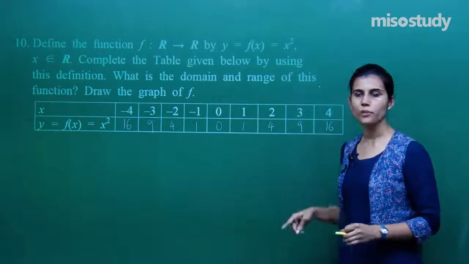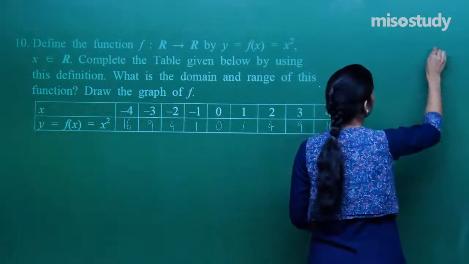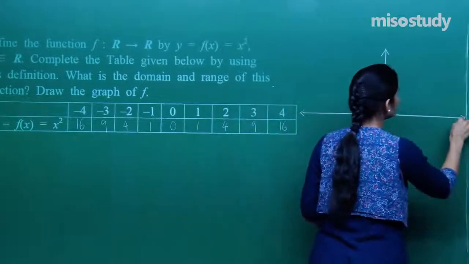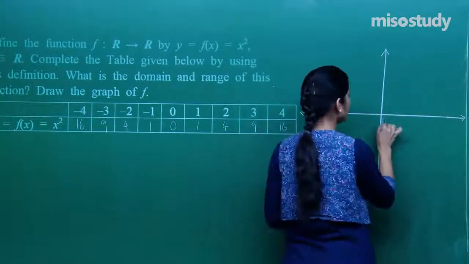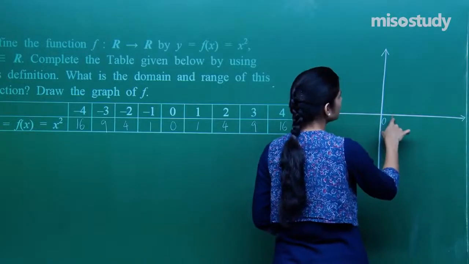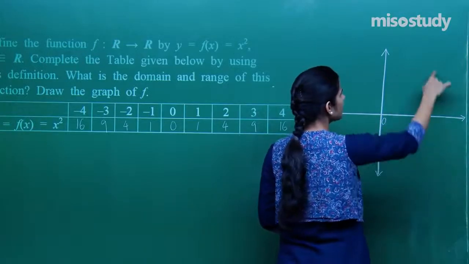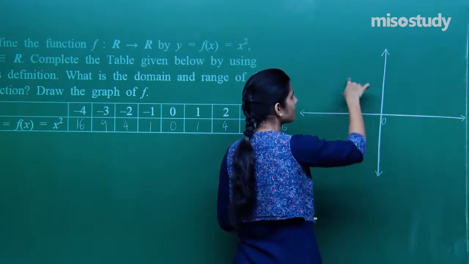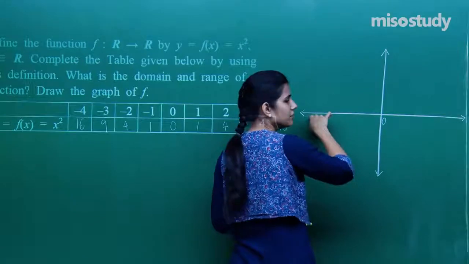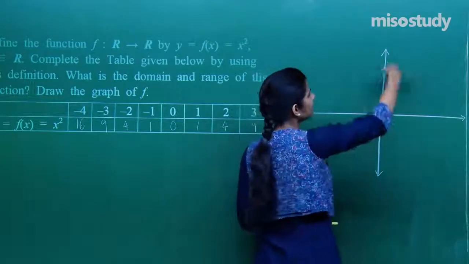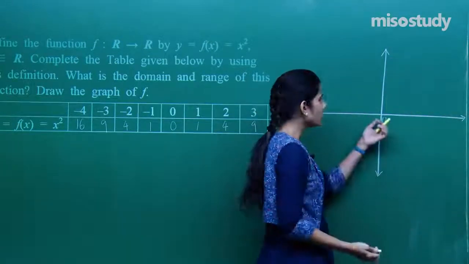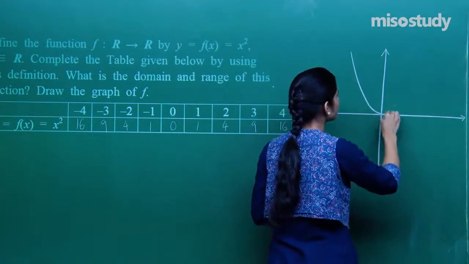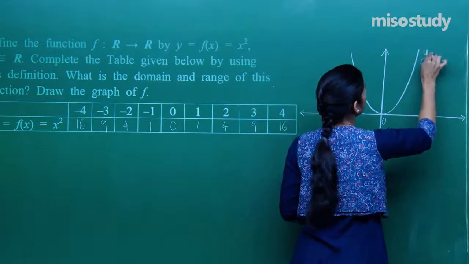They have already given us several values. We need to use this to plot the graph. If I plot the graph of y equals x square, I needed a few values and their images under this particular function. I already have them. 0 is mapped to 0, 1 is mapped to 1, 2 is mapped to 4, 3 is mapped to 9, 4 is mapped to 16, minus 1 is mapped to 1, minus 2 is mapped to 4, minus 3 is mapped to 9, minus 4 is mapped to 16. Everything is being mapped to only positive reals and 0 is being mapped to 0. So your graph is going to come like this. This is y equals x square.